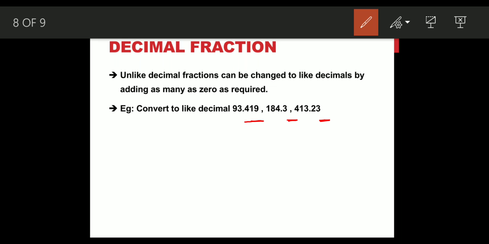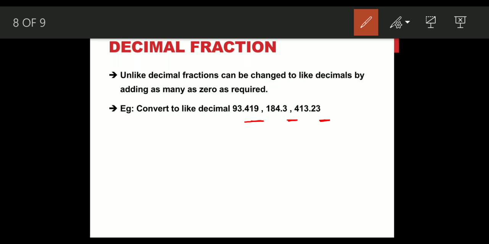if you see in all these questions, in these 3 questions, for the first one I have 3 decimal places, but for the remaining ones it is only 1 or 2 decimal places. So 3 is the bigger one compared to 1 and 2, right? So I should convert the remaining ones to 3 decimal places, so that after the decimal point I have 3 decimal places.